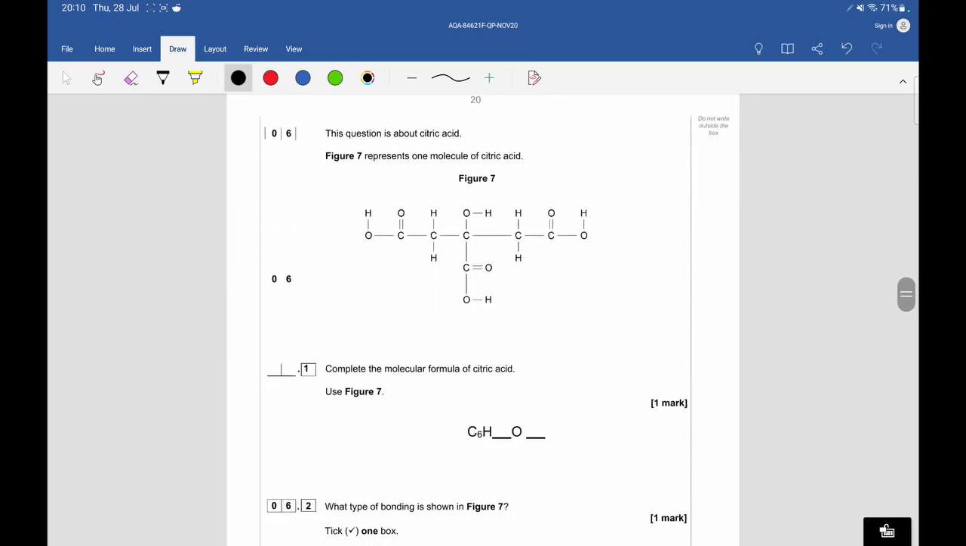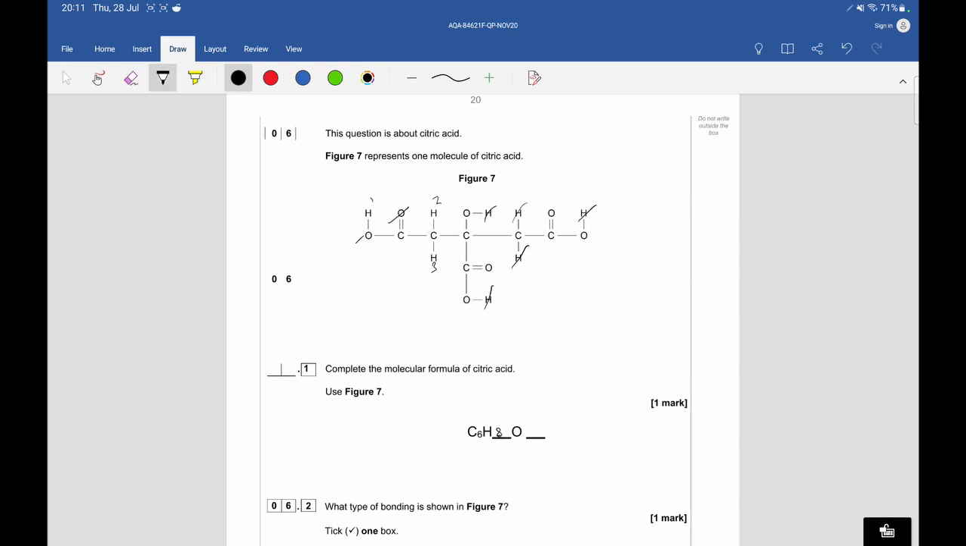Question number 6 showed you the formula of this compound, and you had to complete the molecular formula of citric acid. They've already counted out the carbons for you. The next thing you have to do is count out how many hydrogens there are: 1, 2, 3. In fact, you can just cross them out. 4, 5, 6, 7, 8. Have I missed any there? No. So it's C6H8. And then I've got to count out my oxygens.